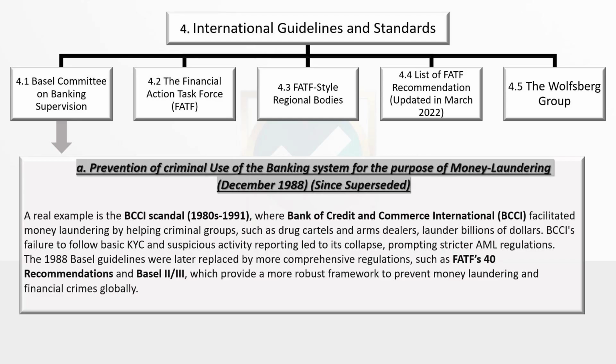Outcome. The BCCI scandal led to the bank's eventual collapse in 1991, with $13 billion in debts, the loss of billions in customer deposits, and widespread public outrage. Investigations revealed extensive criminal activities, including aiding money laundering, and the bank's failure highlighted the vulnerabilities in the global banking system at the time.